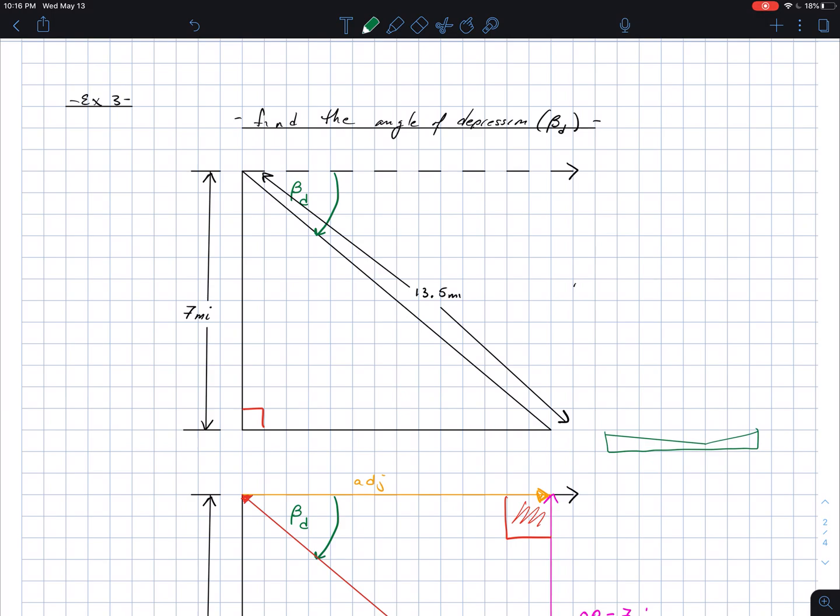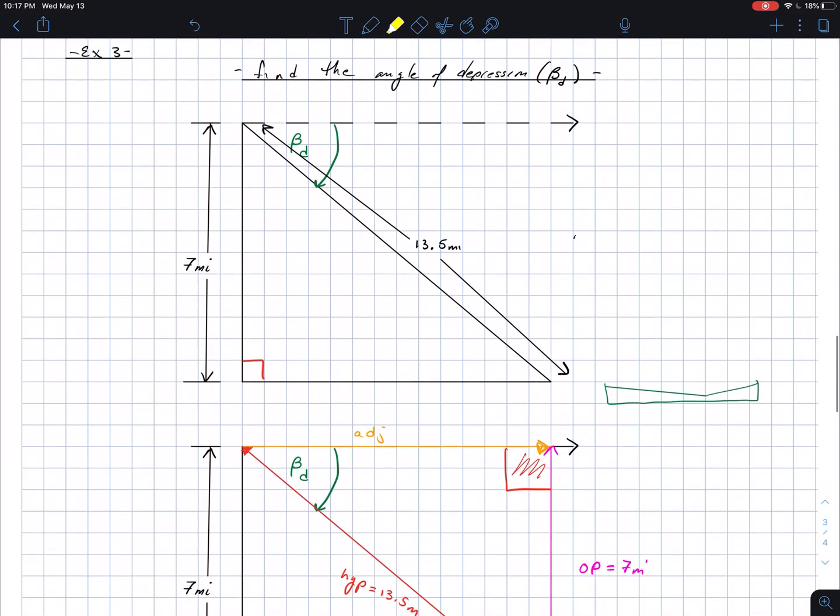So what would the angle of depression actually have to be if the LiDAR had to be 13.5 miles away from the target, which is the plane? Well, that's the plane right up here. The plane's flying along, but we stop time. Everything's frozen in place. So how do we work out the problem?